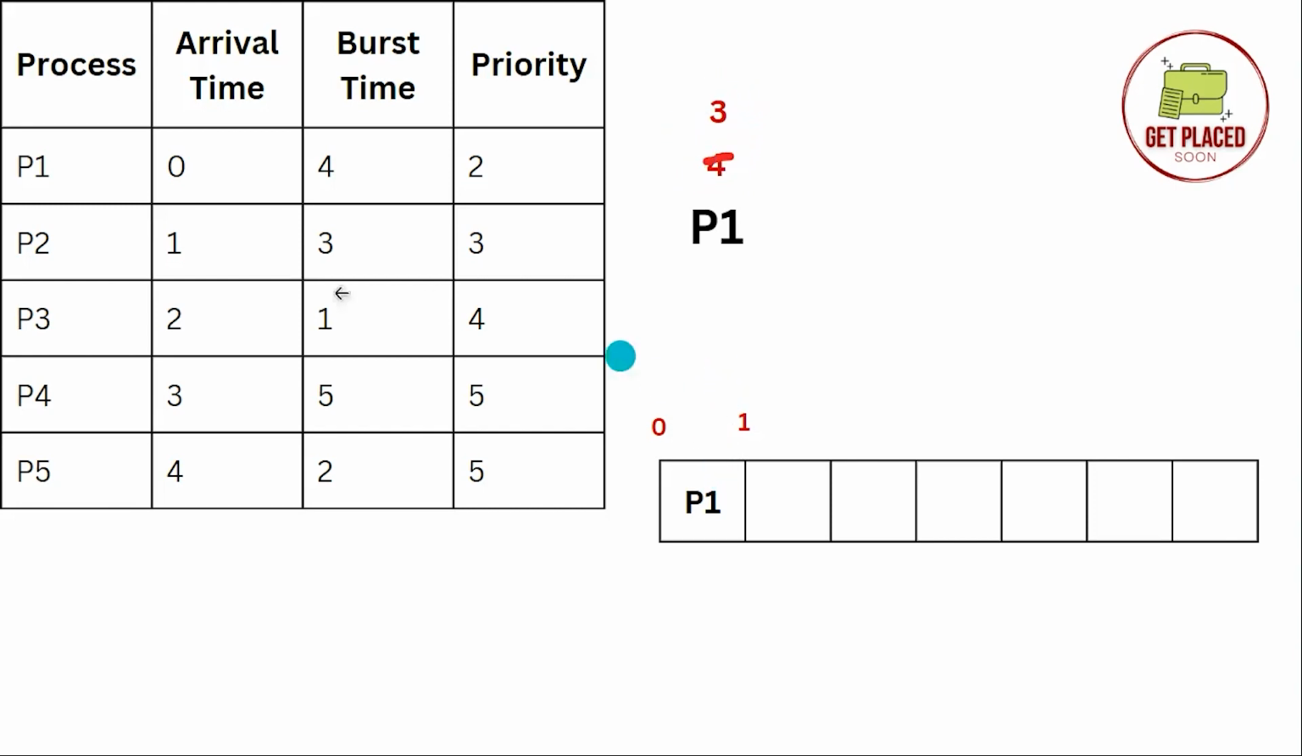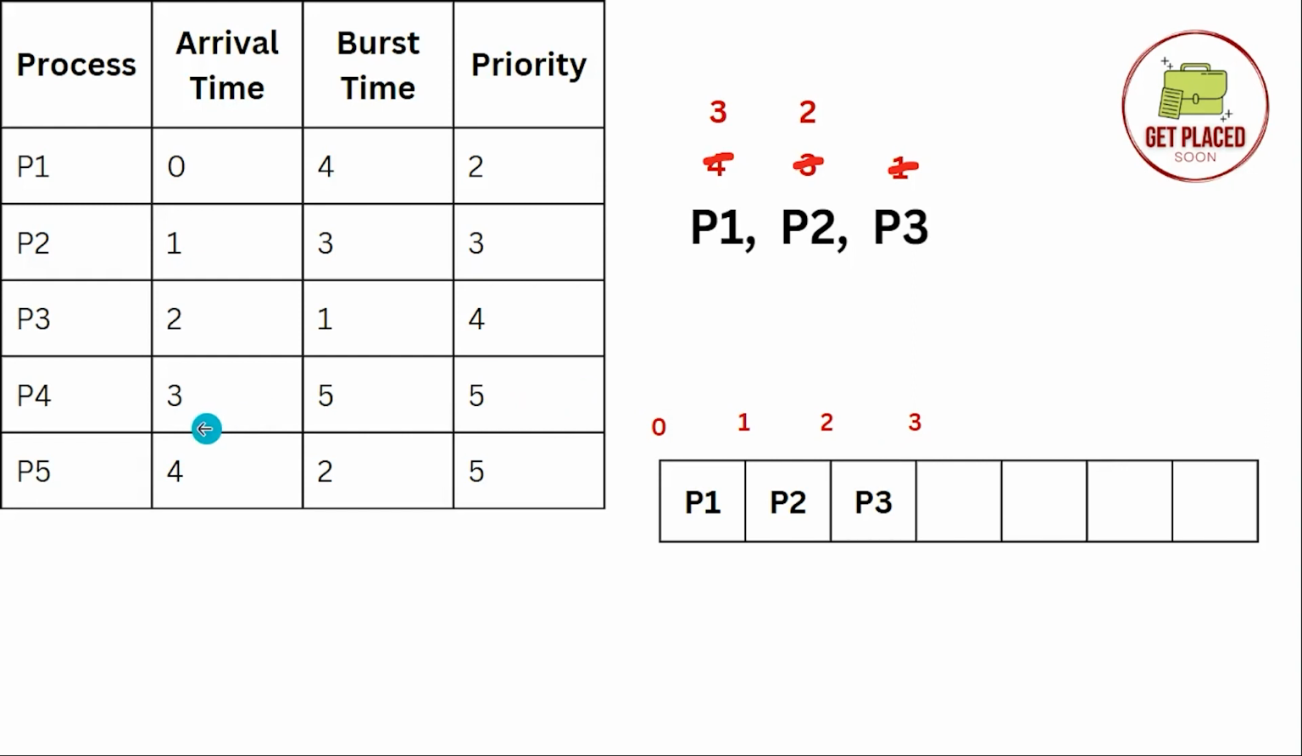So 4 minus 1, 3 burst time is still left. At the time 1, P2 arrives with more priority, that is 3, with burst time 3. From 1 to 2, we will run P2 and remove 1 burst time, so there are 2 more burst time left. Now you can see P3 arrives with more priority, that is 4, and the burst time is 1. So at the time 2, P3 arrives with burst time 1 and priority 4. So P3 will be run. There is only one burst time, so there is nothing left for another time. So P3 is completed. From time 2 to 3, P3 will be running.